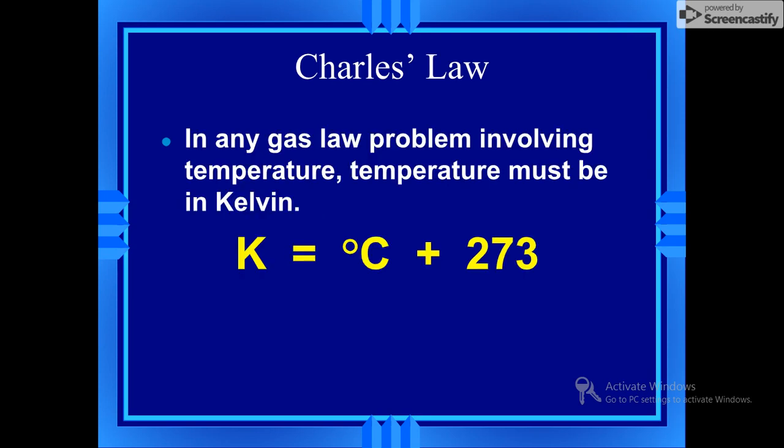So anytime you are using Charles' law, you must make sure that you convert your temperature from Celsius to Kelvin. So you can only use Charles' law in this class if your temperature is in Kelvin. So you may say, well, what is Kelvin? How do I figure out what Kelvin is? Well, in order to convert a temperature to Kelvin, you just take whatever it is in Celsius and you add 273. And that's it. So now you've got the Kelvin.